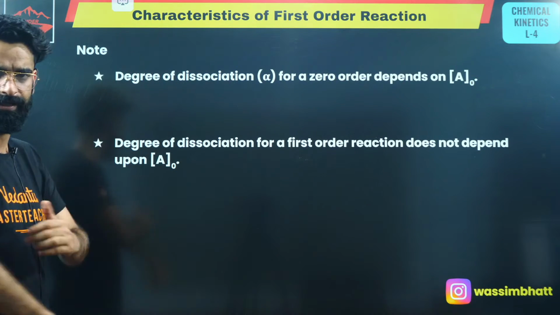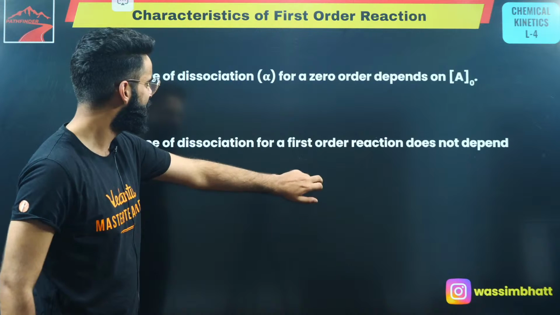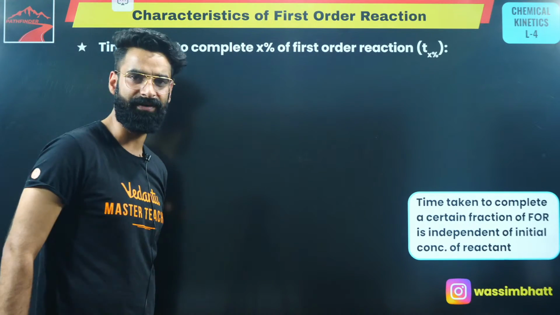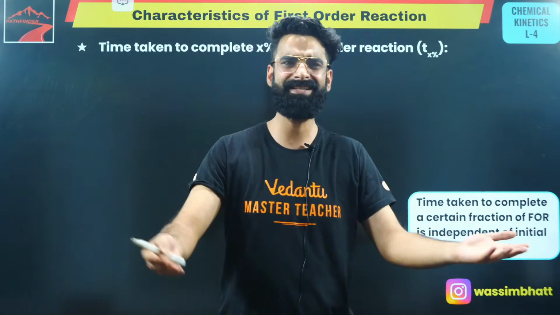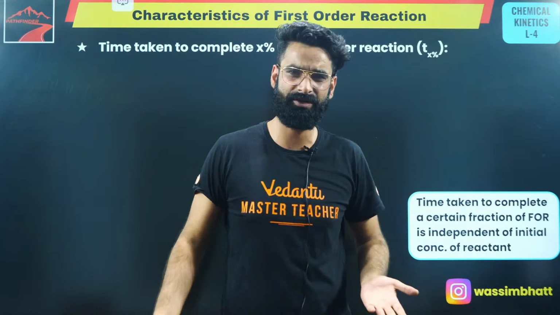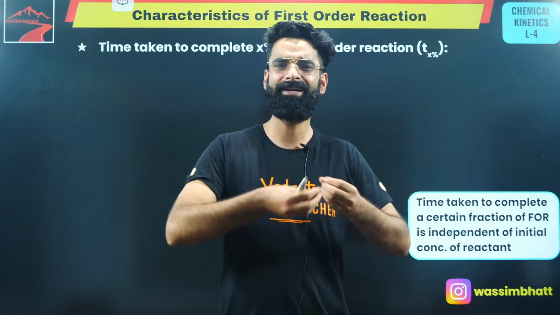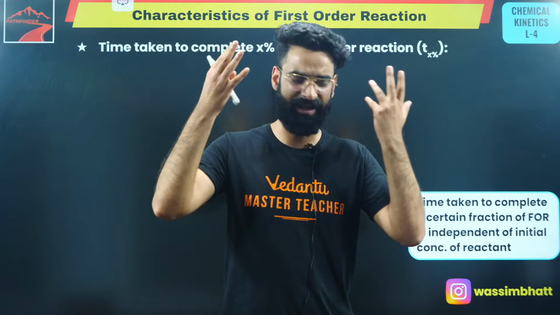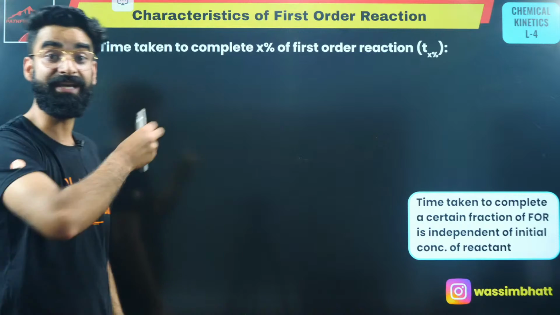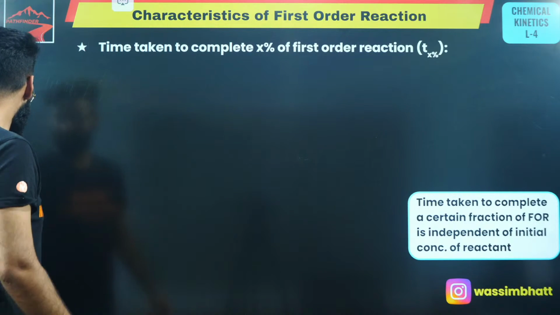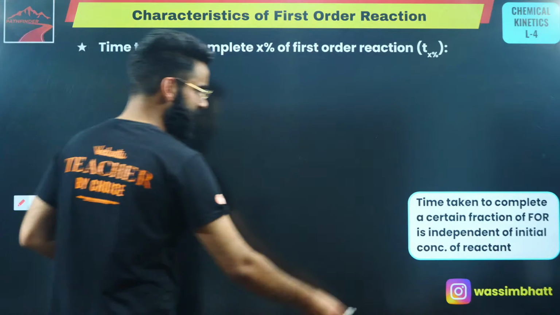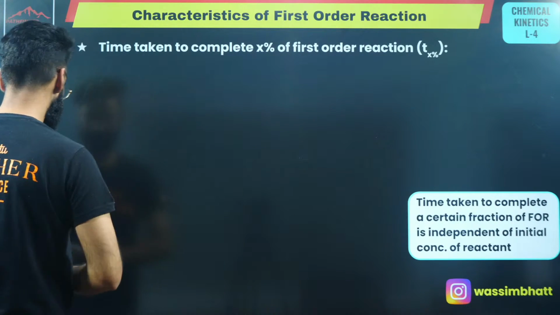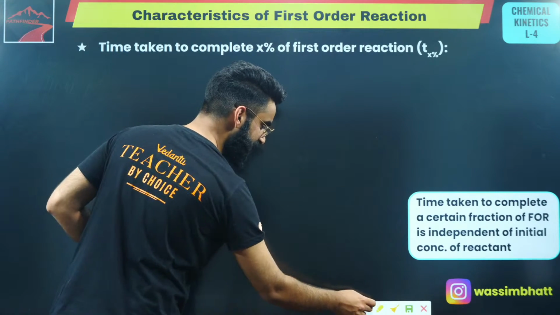Very, very simple again. Now, let's move on and talk about the time taken to complete X% of the first order reaction. How much time does it take, for example, to complete 20% of the first order reaction, or 80%, or 25% of the first order reaction? How do we check that? Understand properly. After that, I'll give you the idea about this statement over here, but after deriving certain things.